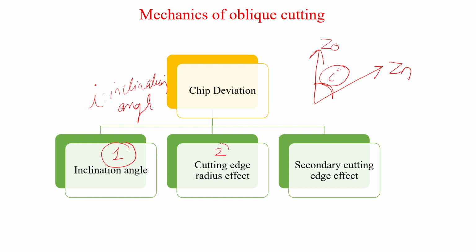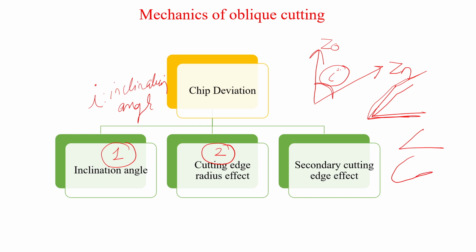Second is reason 2, which is the cutting edge radius effect. See, whatever tool we are seeing basically in macro cutting, in our conventional tooling, the tool we considered while we derived the Merchant theory or Merchant forces, we assume that the cutting edge is perfectly sharp. We assume that the cutting tool is perfectly sharp like this, right? But in actual, the cutting tool has some radius. It is not perfectly sharp. It has some radius like this.